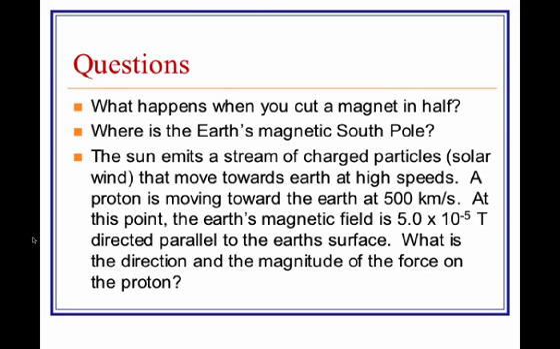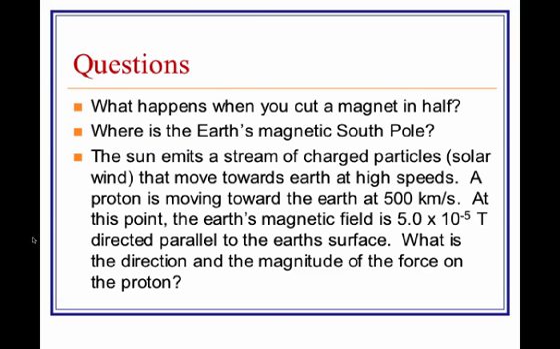All right, three questions here just to finish up the lecture. First, what happens when you cut a magnet in half? Let's say you have a bar magnet and you cut it in half. What now do you have? What happens to the magnetic properties? Second, where is the Earth's magnetic south pole? Where is the magnetic south pole of the Earth located?